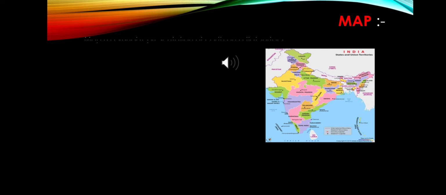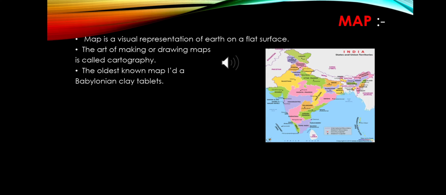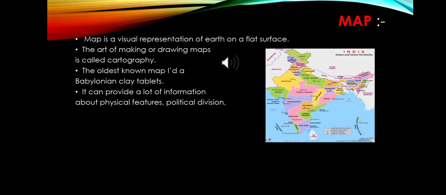Map. What is that? A map is a visual representation of Earth on a flat surface. It can be considered one of the oldest forms of communication. The art of making and drawing maps is called cartography, and the oldest known map is a Babylonian clay tablet. A map can provide a lot of information about physical features, political divisions, weather, climate, agriculture, industry, minerals, trade routes, etc. And a book of maps is called an atlas.